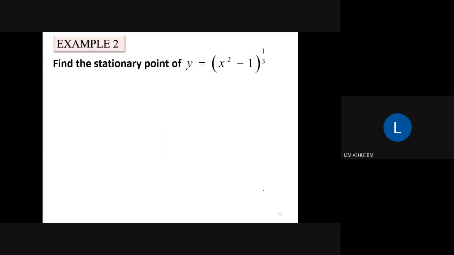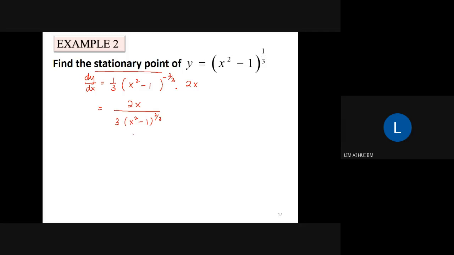And for the second question, same method will apply. Get your dy dx first. Because the question is asking for stationary point, kan, kita cari dy dx dulu. Bring the 1/3 to the front, and then provide a bracket. Bracket itu adalah untuk inner function. Kuasa tolak 1 dapat negatif 2/3. And then inner function salin balik. Darab dengan differentiate the inner function, you get 2x. Alright, simplify, you get 2x over 3 times x squared minus 1 to the power of 2 over 3.